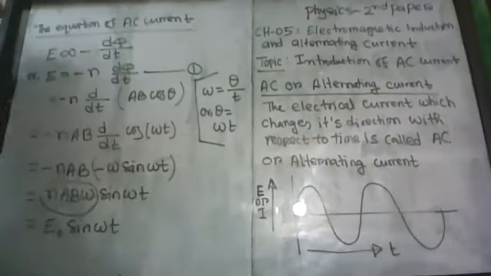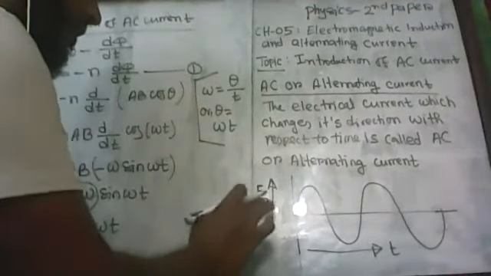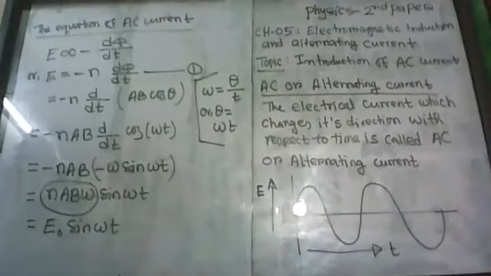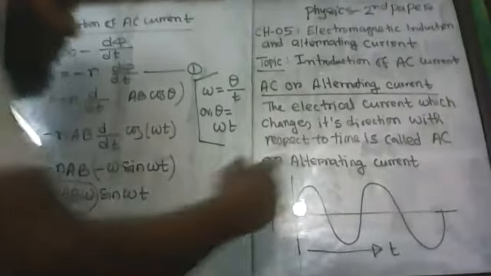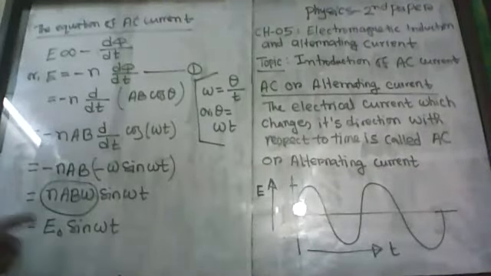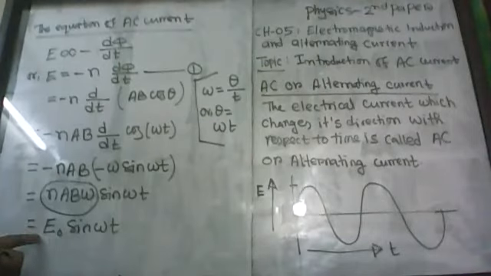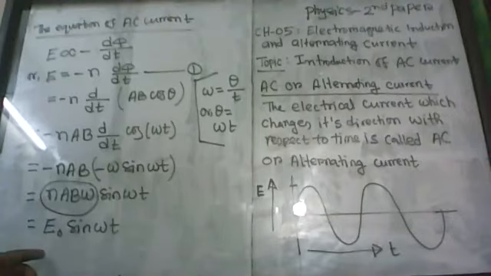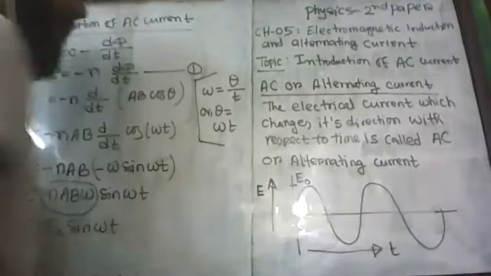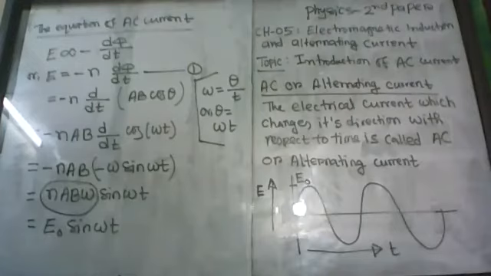If this graph represents the graph of AC electromotive force, then the maximum value of this AC electromotive force is known as the peak value or maximum value, and it will be equal to E naught. And this E naught is nothing but NAB omega. I repeat, boys and girls, E naught is nothing but NAB omega. So E naught is the peak value, the maximum value of AC electromotive force.